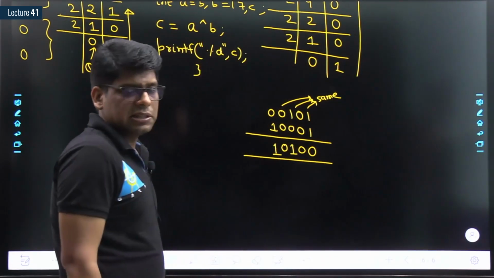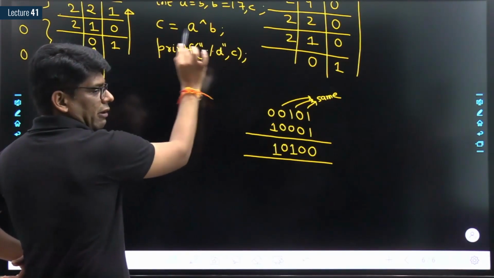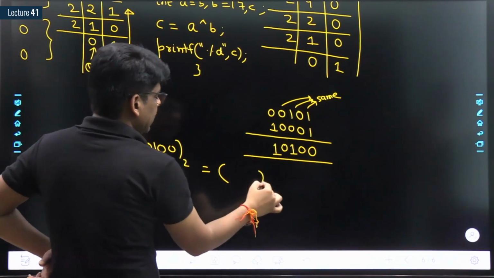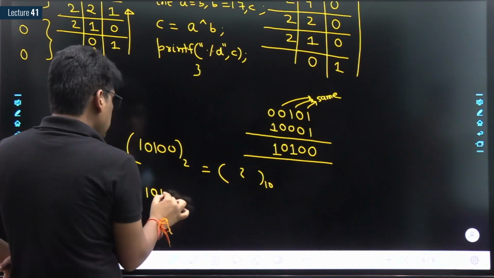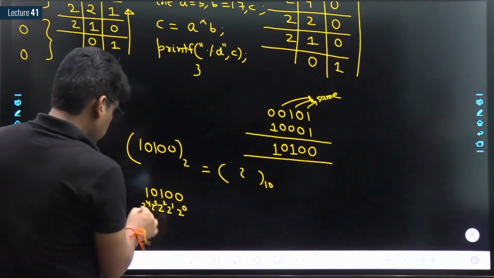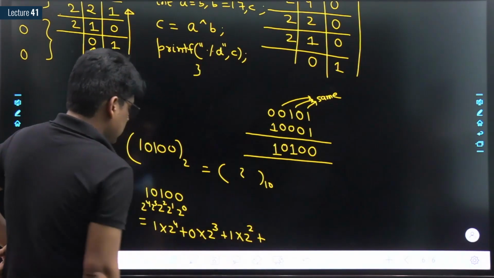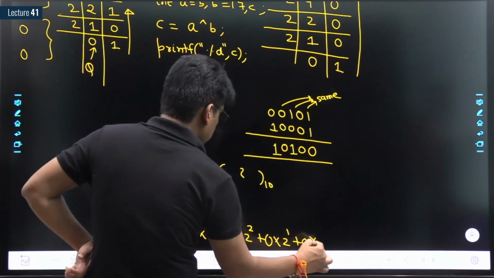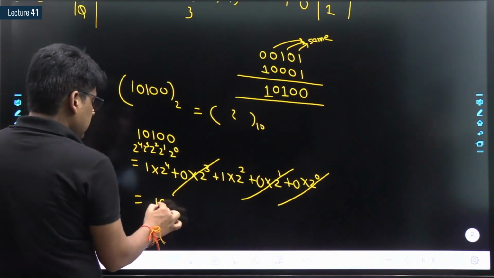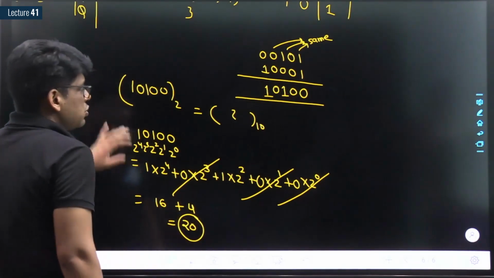So this is the result of a XOR b. But this is written in binary. To evaluate what is to be printed by this printf, first we need to convert this into its equivalent decimal. So let me convert 10100. 2 to the power 0, 2 to the power 1, 2 to the power 2, 2 to the power 3 and 2 to the power 4. So 1 into 2 to the power 4 plus 0 into 2 to the power 3 plus 1 into 2 to the power 2 plus 0 into 2 to the power 1 plus 0 into 2 to the power 0. 0 into something is 0. 1 into 2 to the power 4 is 16 plus 0, that is okay. 1 into 2 to the power 2 is 4. That means the answer is 20, the value that gets stored inside c.